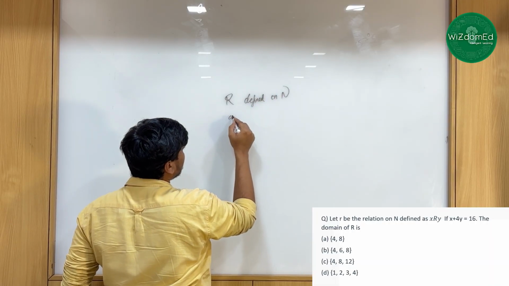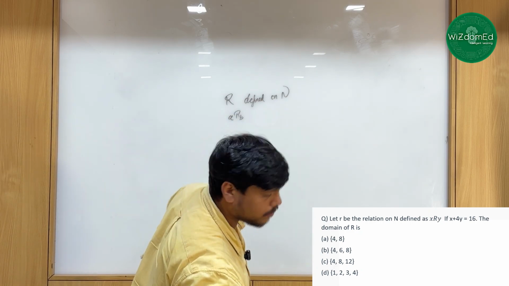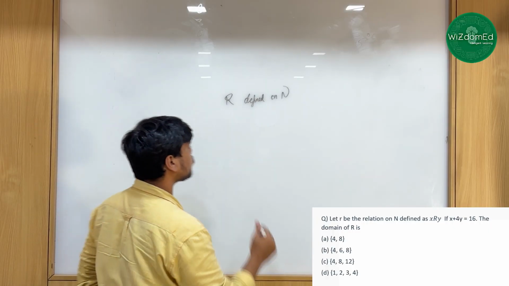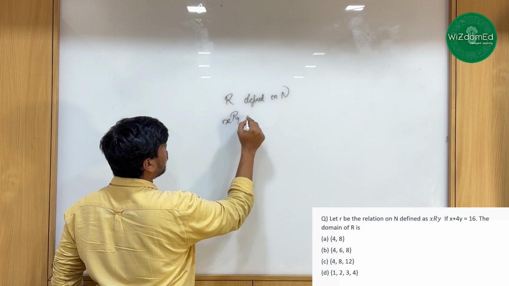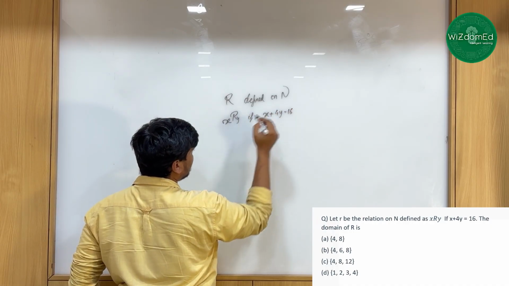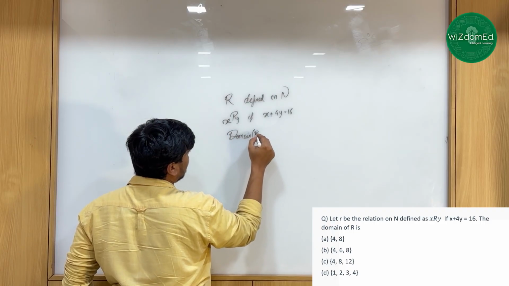and it is defined by this condition: when can I say two numbers are related to each other? Two natural numbers are related if it satisfies the equation x plus 4y is equal to 16, and we are supposed to find the domain for the R.